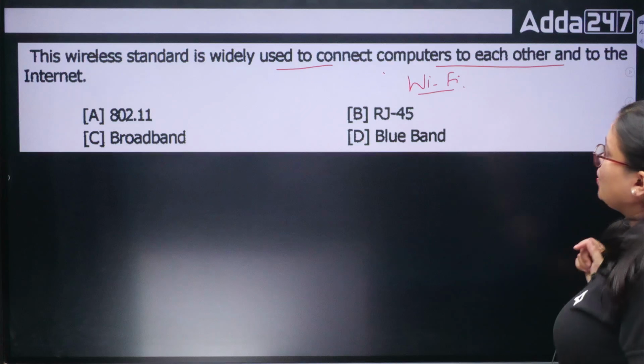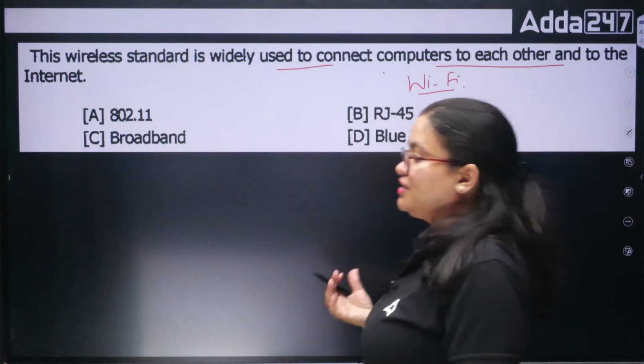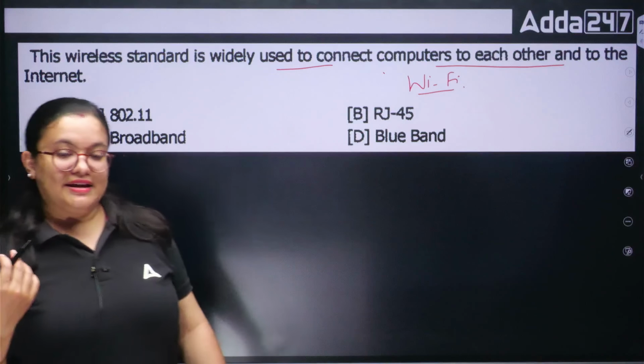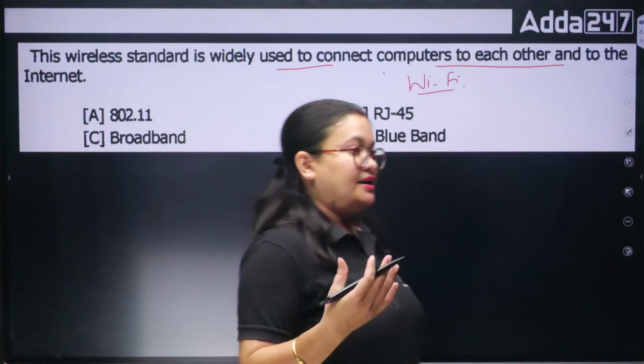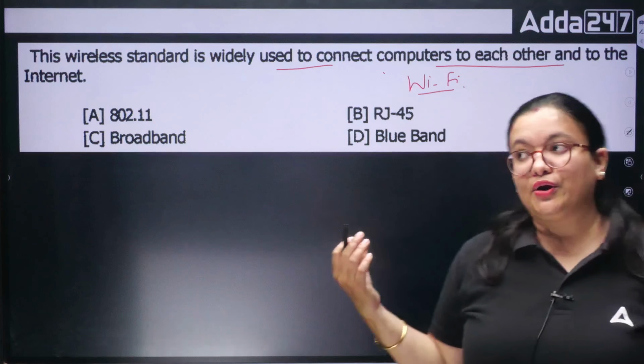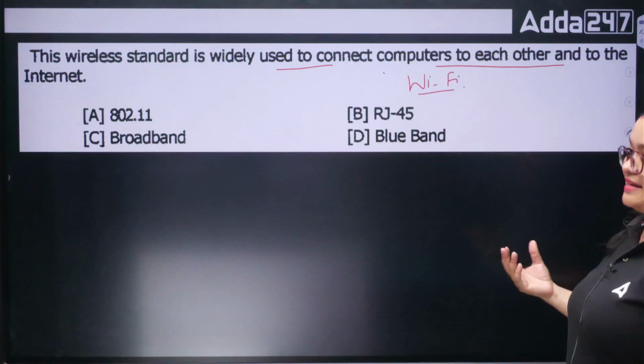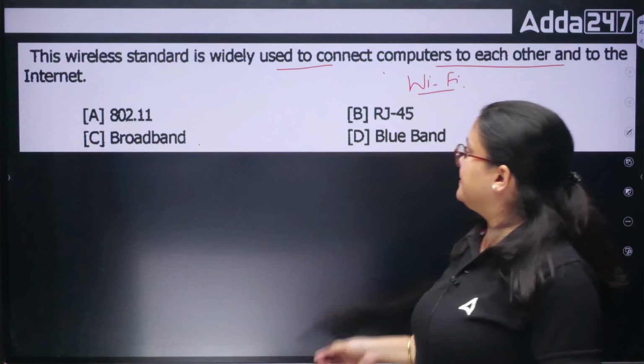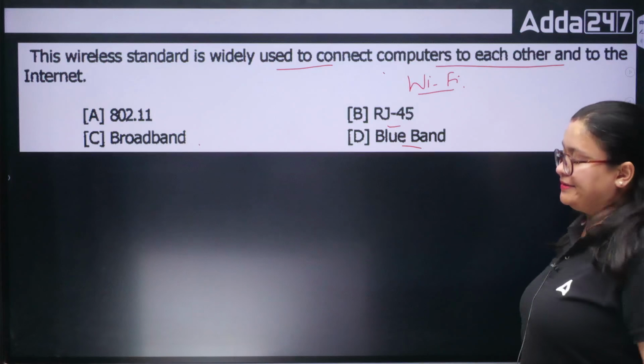Amongst this, what is the word? It means I am connecting to an internet connection for a closed area, for a larger area. We usually denote it with the word Wi-Fi. Now when I say Wi-Fi, is it 802.11, broadband, RJ45 or Bluetooth?